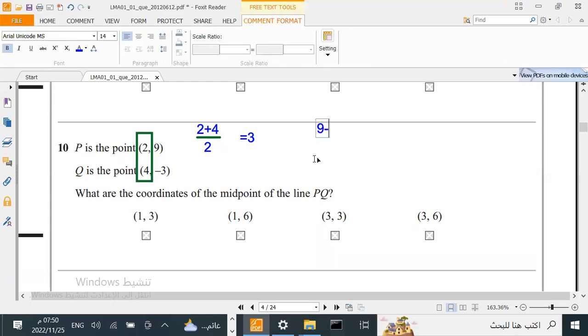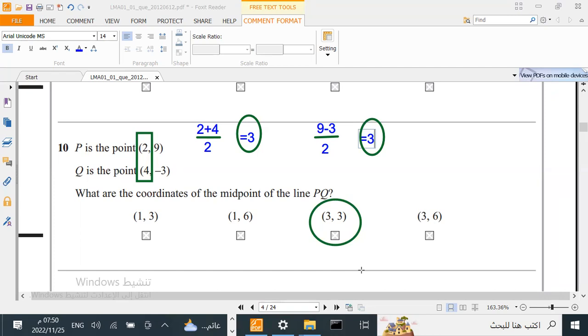9 minus 3, divide by 2, equals 3. Good. Very good. So the answer is what? 3 and 3. We have 3 in the x and 3 in the y. So the answer will be 3 and 3, and this is the midpoint of these coordinates.